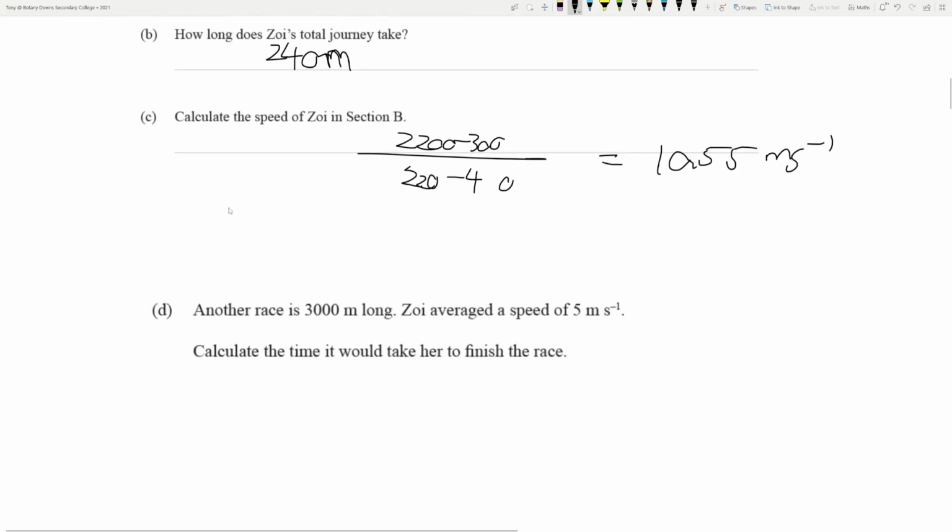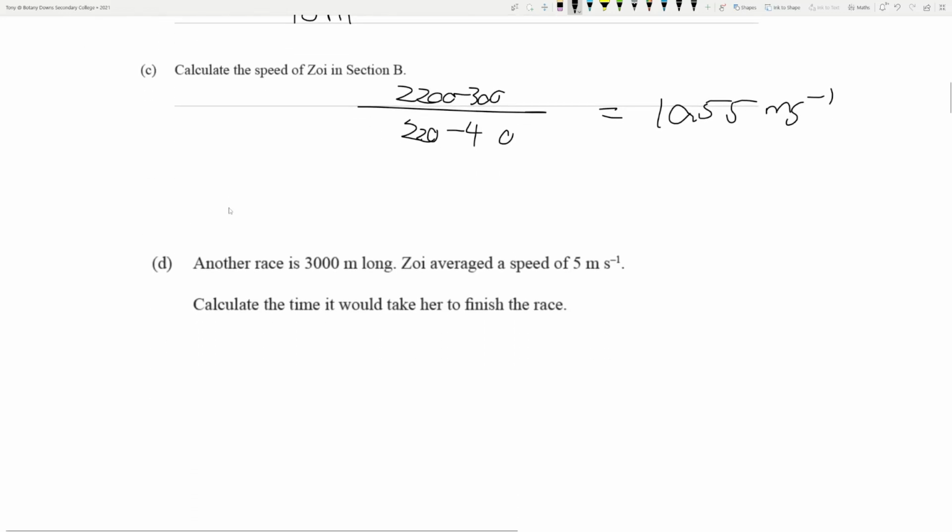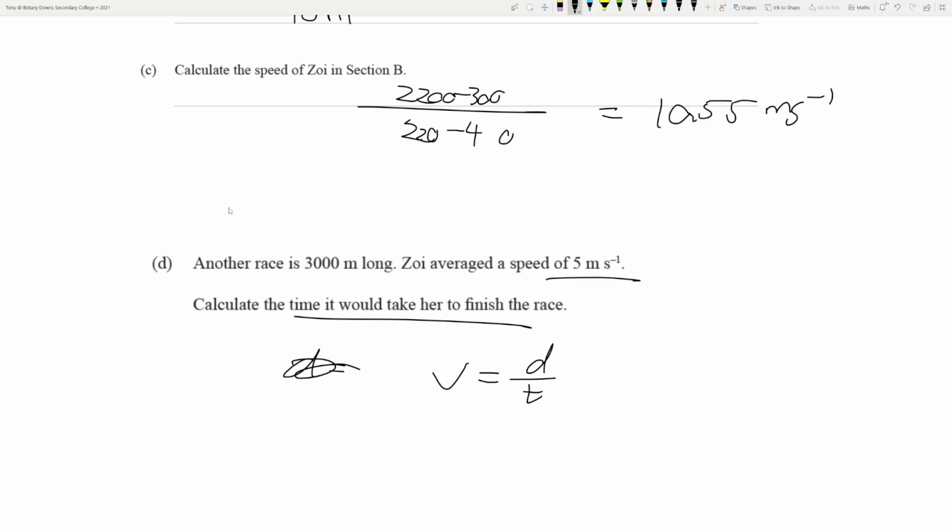Okay, now another race is 3,000 meters long. Her average speed is 5 meters per second. Calculate the time. This is where you're going to use the equation: speed equals distance divided by time. This equation is up on the top, and to figure out time you just need to rearrange it, or even if you don't know how to rearrange it, just substitute numbers in. 5 equals 3,000 divided by t.